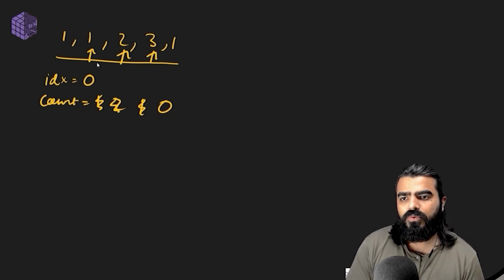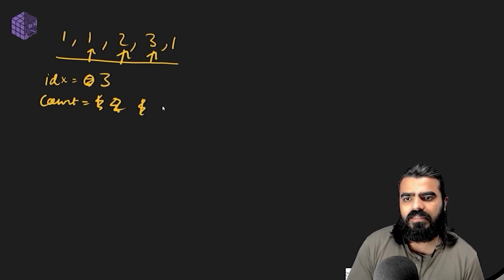At this point, since it has become 0, there will be a new contender. Okay, so the new contender is 3. So I store 3's index in IDX. It will become 3, which is basically 0, 1, 2, 3. The index is 3 and count will become 1.